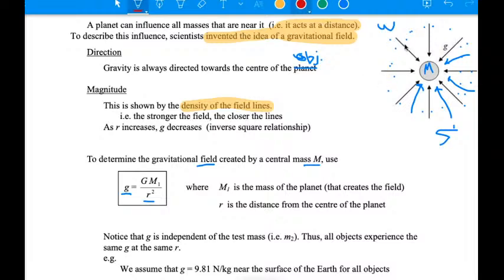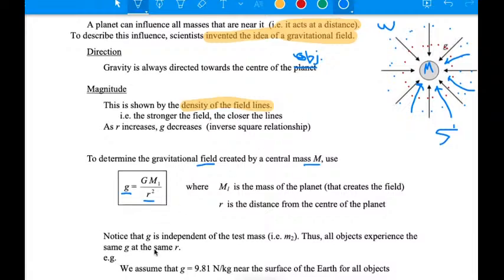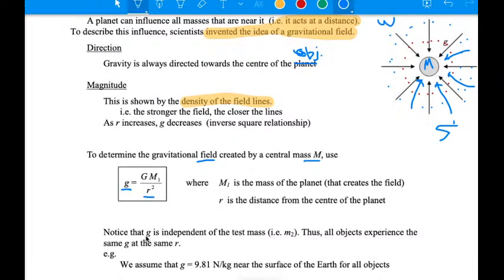We could also go much closer to it, and as long as we are the same distance away from that central mass, this red circle will also have an equal gravitational field strength. We will notice that this gravitational field strength is independent of the test mass, our lowercase m2. All objects experience the same g at the same r. That's what I was getting at here. Any object placed on this red path will have the same g.